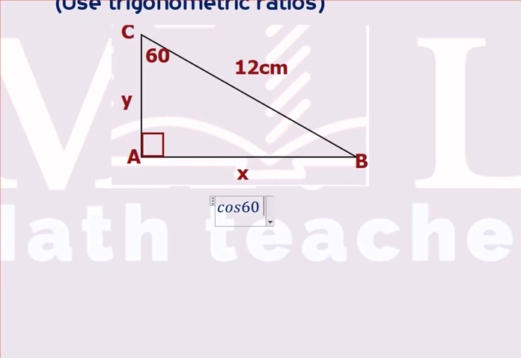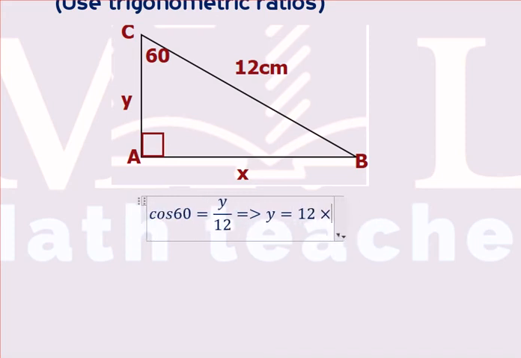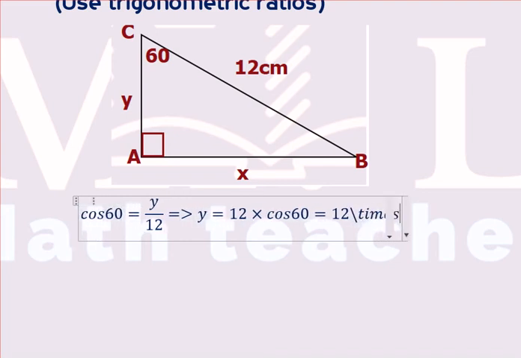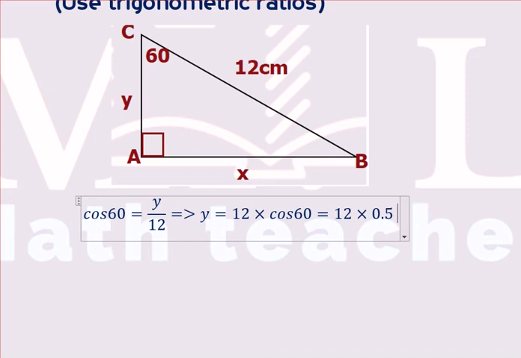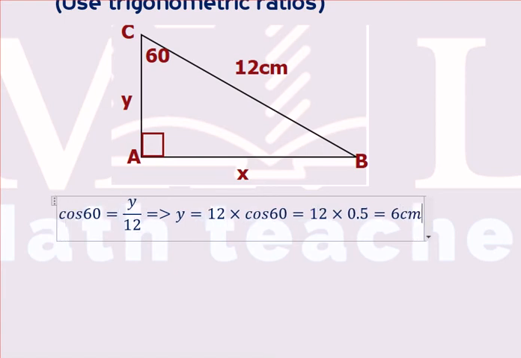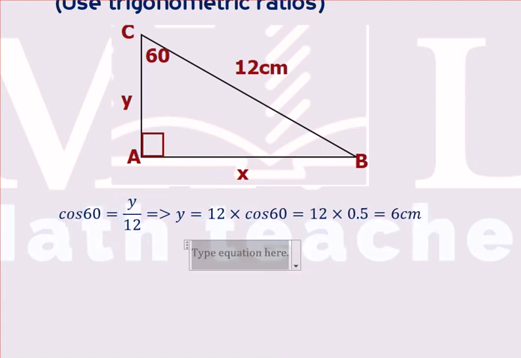So I can say that cosine 60 is equal to the adjacent side, which is Y, divided by the hypotenuse, which is 12. And it implies that Y is equal to 12 multiplied by cosine 60. You can use your calculator guys, it's 0.5, and make sure to set your calculator on the degree option, not on the radian option. So 12 times 0.5 gives 6 centimeters. So as a result here, X is equal to 6 radical 3 and Y is equal to 6 centimeters.